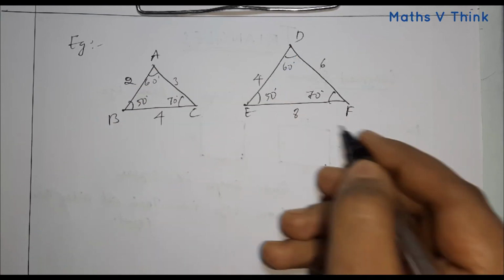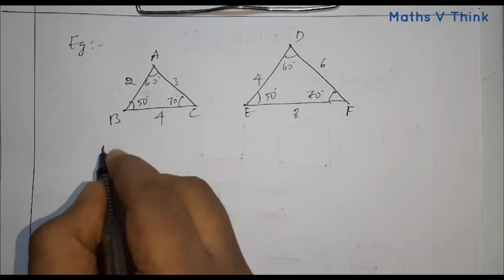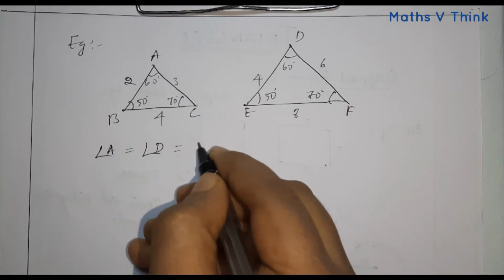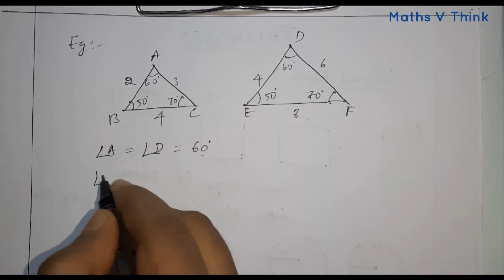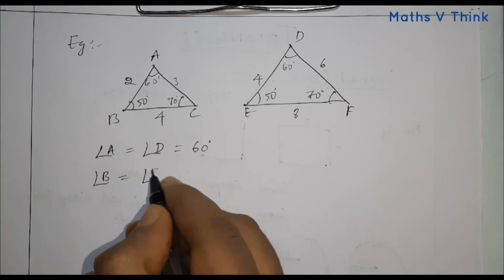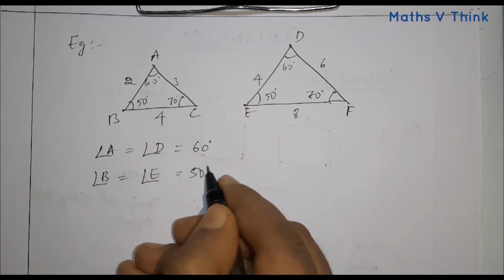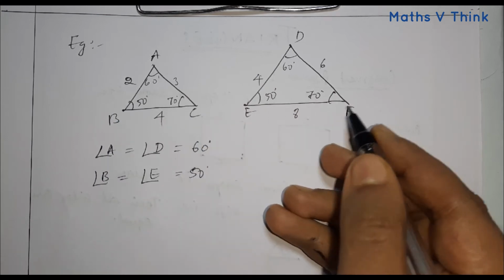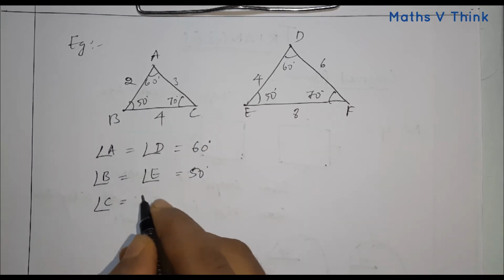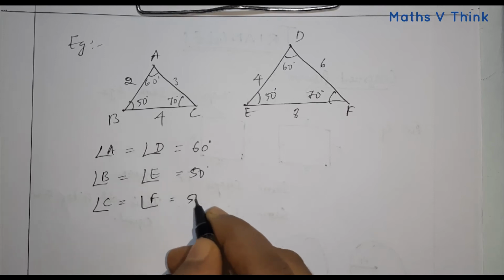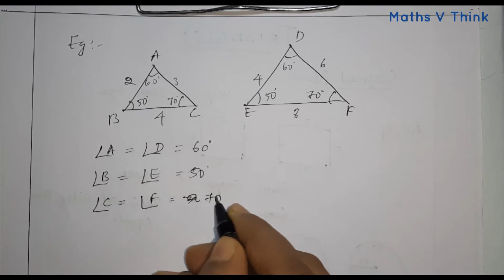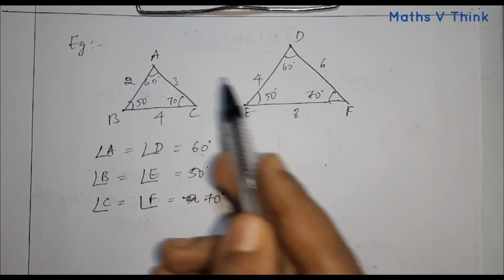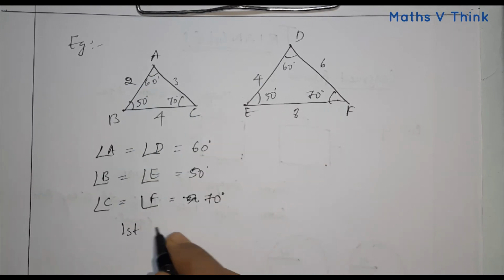In both triangles I can see angle A is equal to angle D, which is 60 degrees. In the same way angle B is equal to angle E, which is 50 degrees. Same way angle C is equal to angle F, which is 70 degrees. So, I can tell all the corresponding angles are equal. So, the first condition is satisfied.